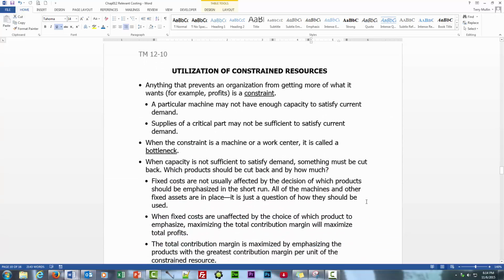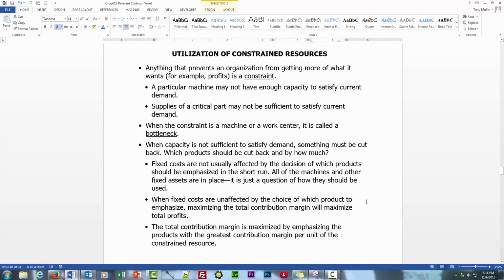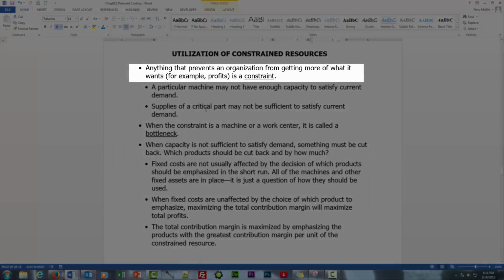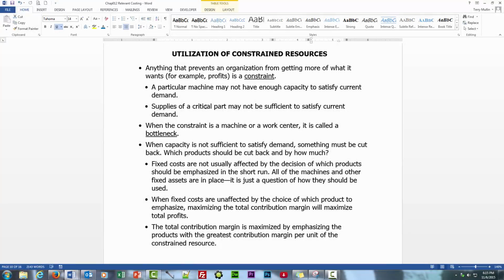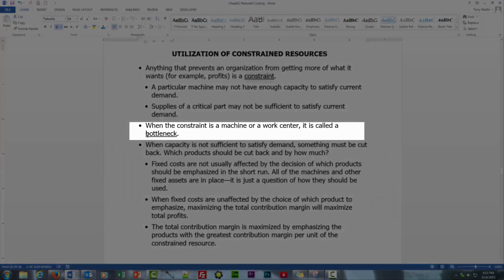The utilization of a scarce resource, you've got to watch these numbers for this to make sense. So the setup of the problem is, if you don't have enough capacity to make everything you want, if you don't have all the chocolate you need to make a candy, or you don't have all the machine time that you need to bake something, or in a factory setting, a lathe, then anything that means that you've got to plan what you do, it becomes a constraint. And if it's a machine, then it's called a bottleneck.